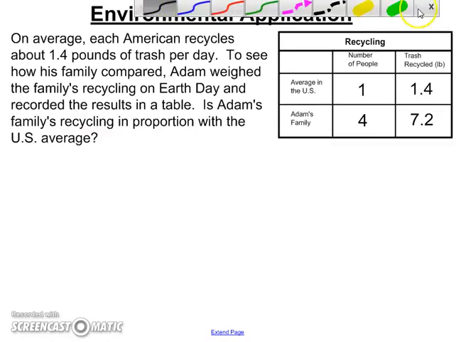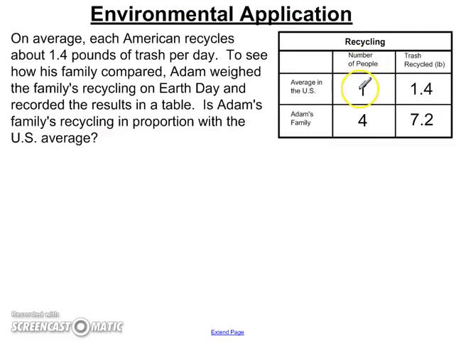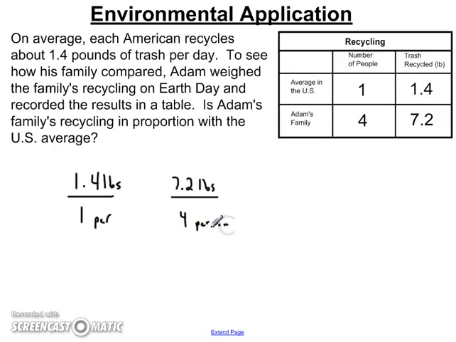So let's go ahead, first of all, and set up our ratios. The U.S. average is 1.4 pounds for one person per day. Now, how you choose to set this up is okay. I'm going to go 1.4 over 1 in this case. So this is pounds, lbs, per person. Okay, Adam's family is 7.2 pounds for 4 people. And we want to check to see if these are equal.